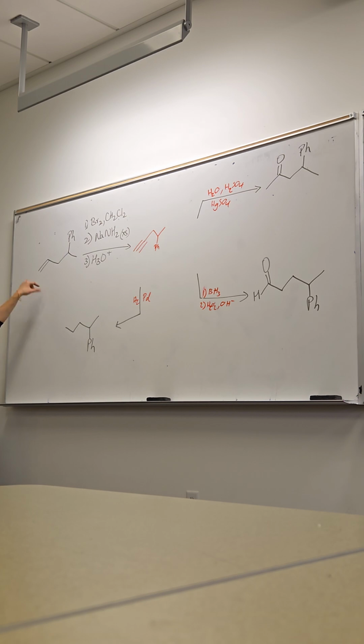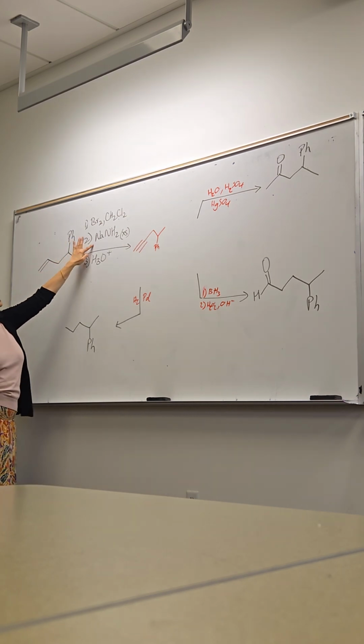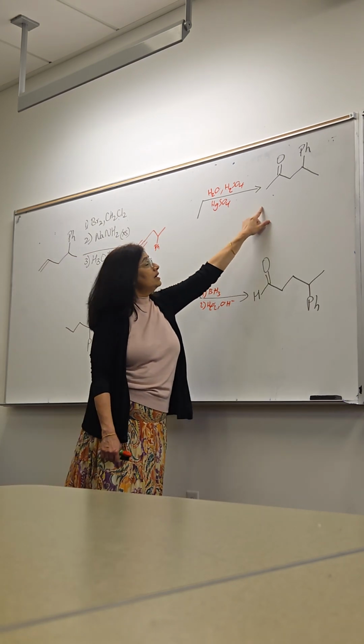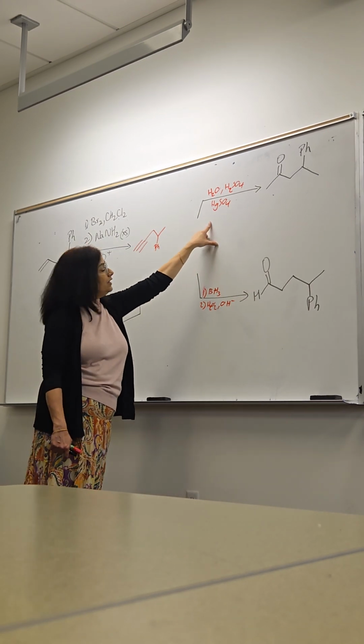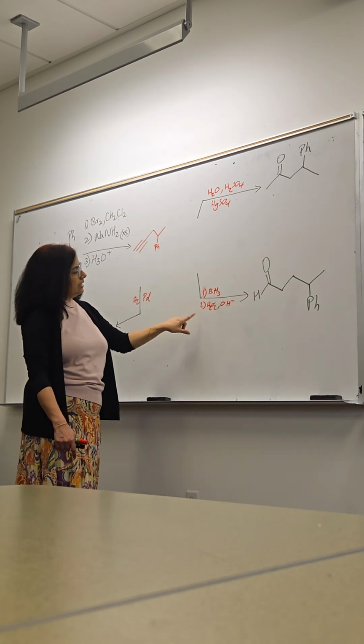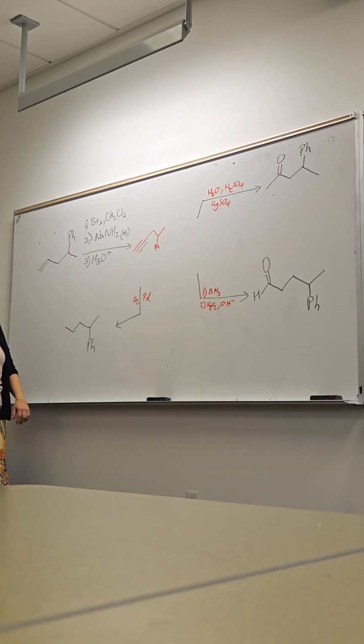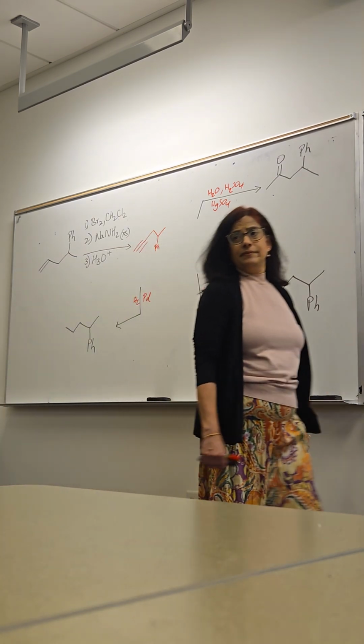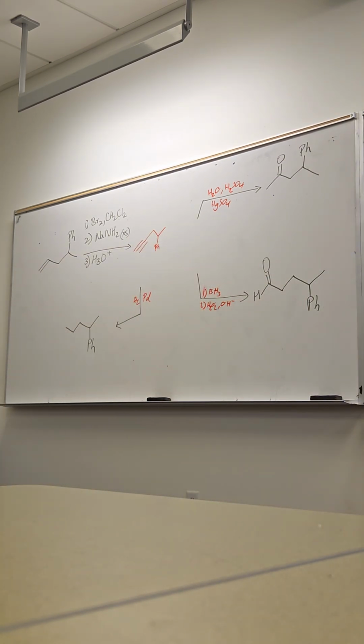So once again, bromination of the double bond, making a terminal alkyne. The terminal alkyne then becomes a ketone with Markovnikov hydration, aldehyde with anti-Markovnikov hydration, and then complete reduction to become an alkane. Everybody agrees with that? Everyone okay?